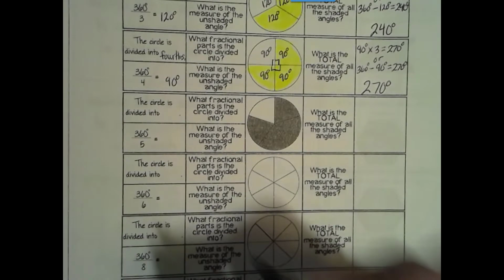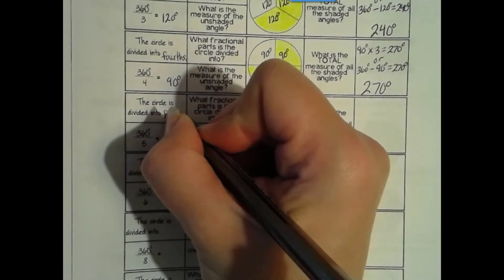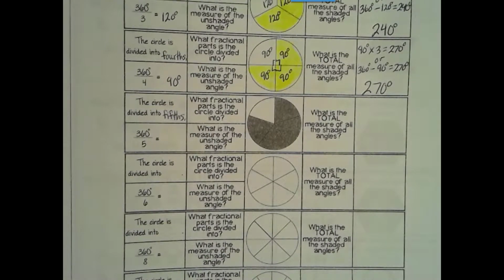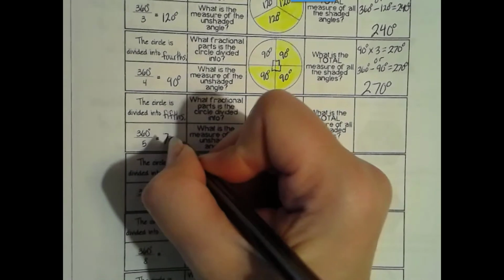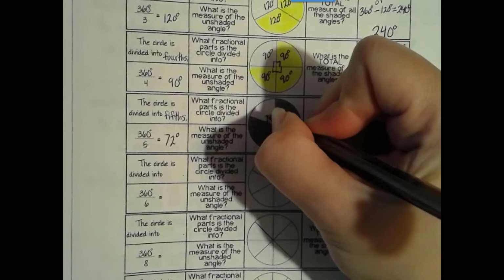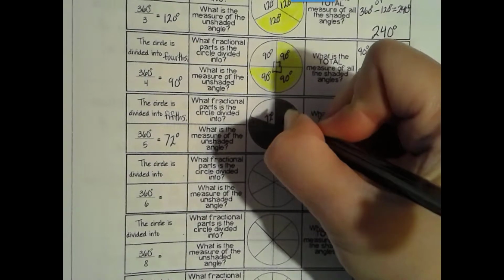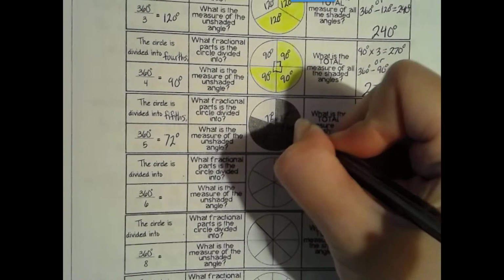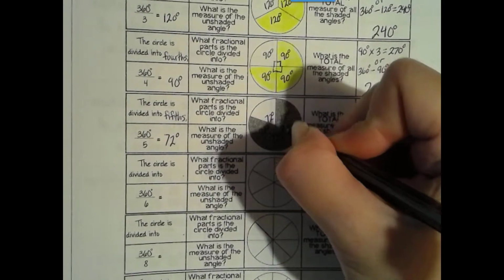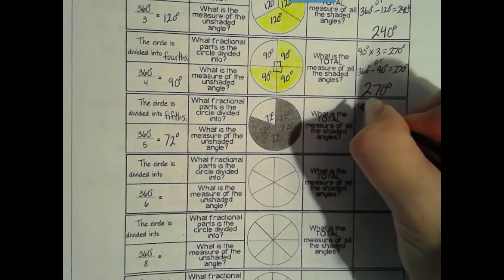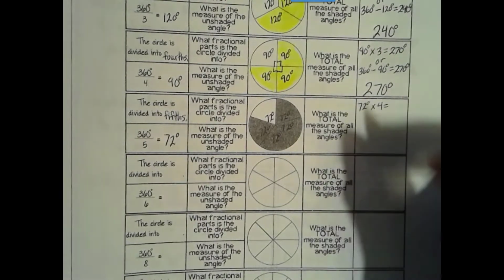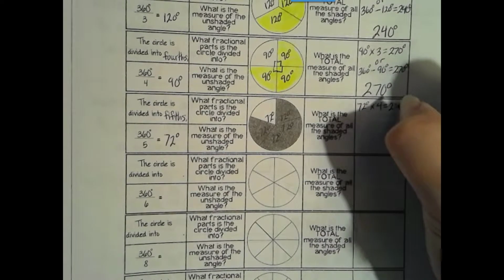This circle is divided into fifths. 360 divided by 5 is 72 degrees. So this is 72 degrees, and each of these is 72 degrees. So next question we're looking at is we're joining each of these 4 shaded together. So 72 degrees times 4, or I could do repeated addition, gives me 288 degrees.